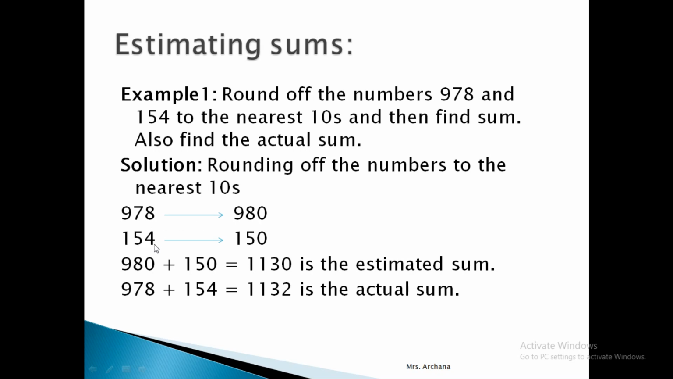And 154, the ones digit is 4, less than 5, so we round it down to the previous number, that is 150. Now add 980 plus 150 is equal to 1130. It is the estimated sum, and 978 plus 154 is equal to 1132 is the actual sum.